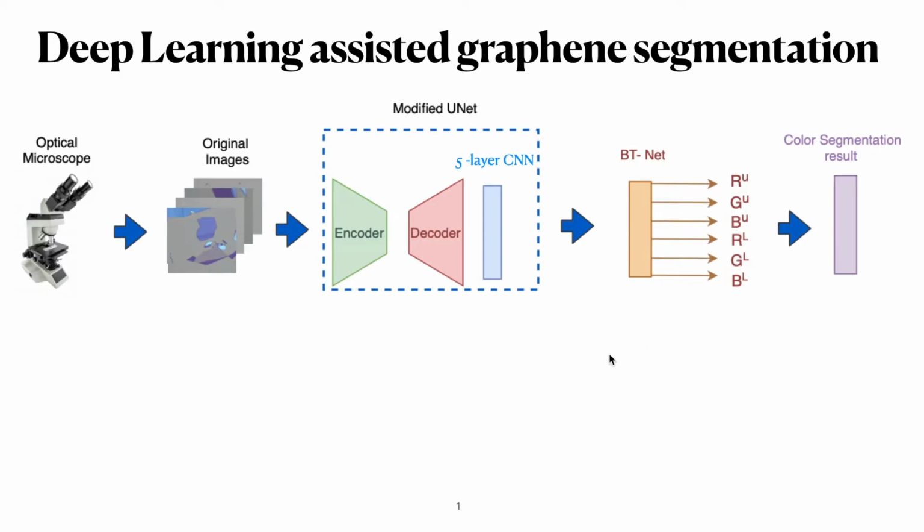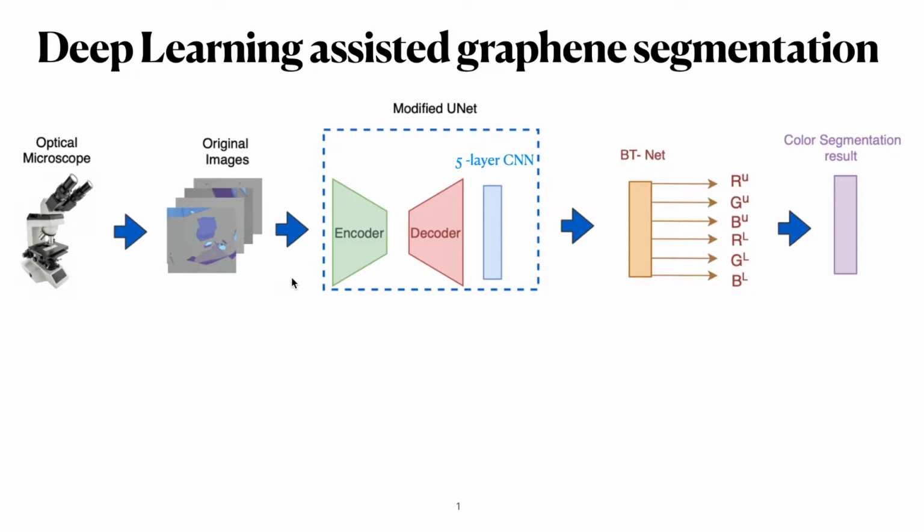Hello, this is Huiying. In this video, I'm going to demonstrate my current research project. This project is to use deep learning architecture to assist graphene segmentation. Graphene is one kind of quantum materials that can be formed with different layers, and the differences can be told from the colors on the original images. The original images that we used are from the optical microscope.